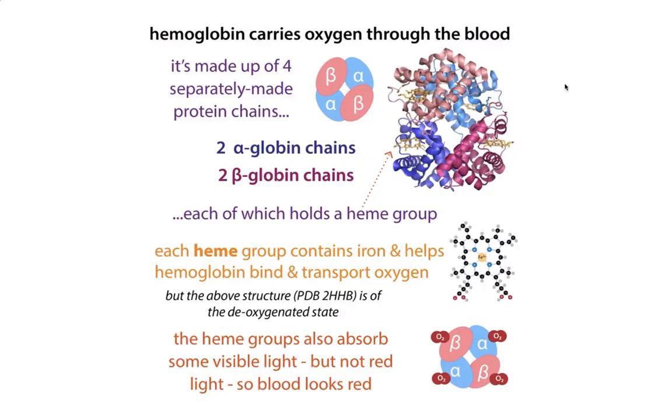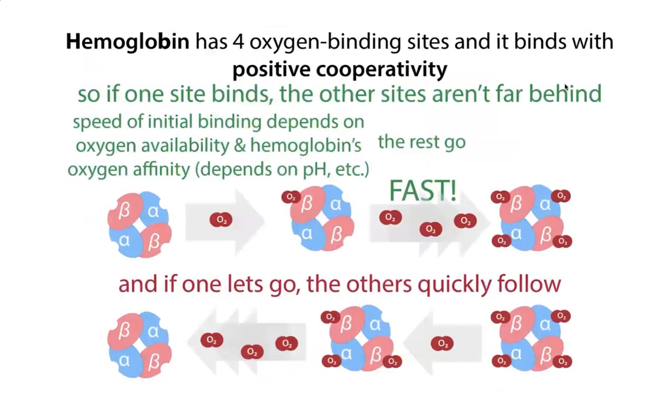So remember, hemoglobin, that's our protein that is going to carry oxygen throughout our blood. It's a heterotetramer, so it has 4 subunits, 2 alpha subunits, and 2 beta subunits. And each of those is going to hold on to a heme, which is going to hold on to an iron, which is going to help it bind oxygen.